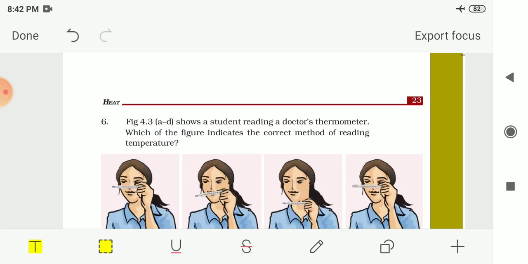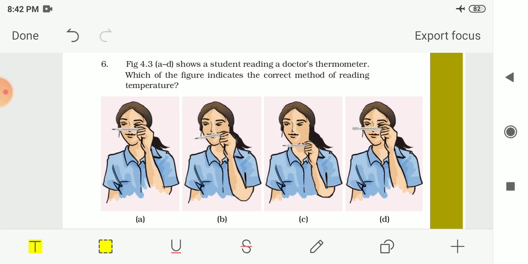Next question, 6 number, figure 4.3. This figure A to D shows a student recording the measurement in a doctor's thermometer. Now which of the figures indicates the correct method for reading the temperature? A to D options are given to you.